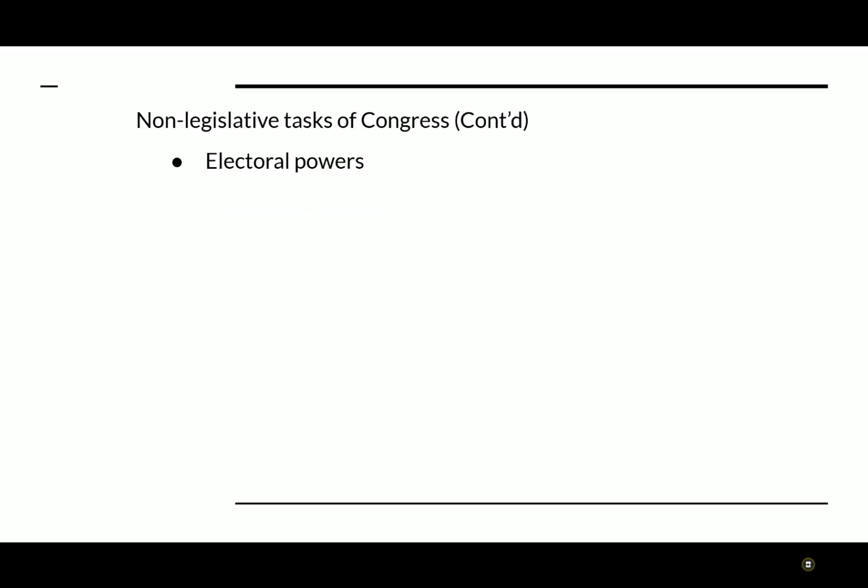Continuing this in terms of non-legislative tasks, I know this is kind of a grab bag of things. There are also important electoral powers of Congress. One applies only to the House. As a result of the 12th Amendment, the House can have responsibility for electing the president under kind of extraordinary circumstances, and that would be in case of a tie in the Electoral College, which has happened.